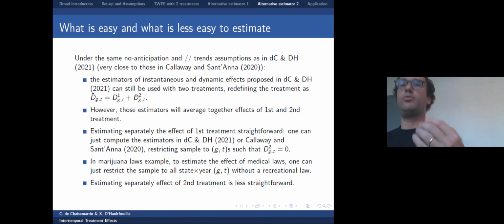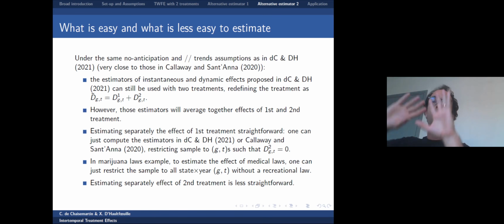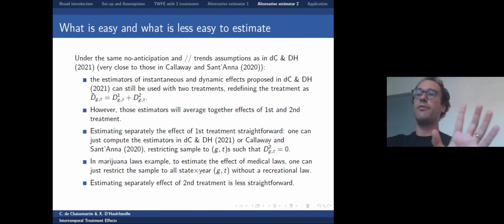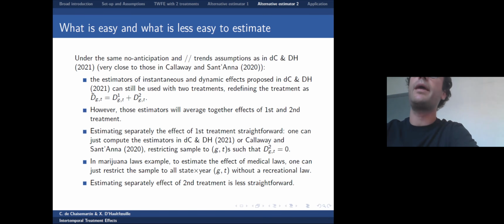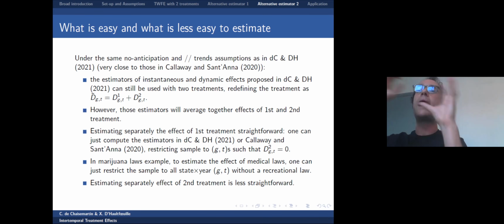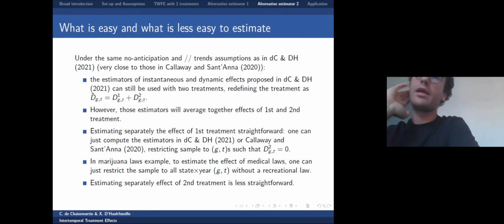Now, the caveat with that strategy is that the estimators that we propose in this paper, when you just ignore the fact that you have two treatments and just take their summation, those estimators are going to give you the combined effect of the first and the second treatment. They are not going to disentangle the effect of the two treatments.